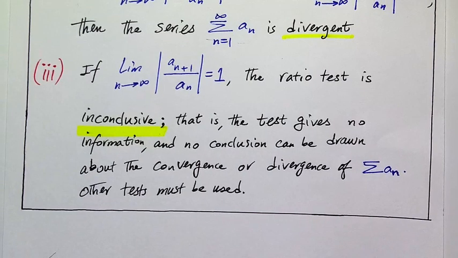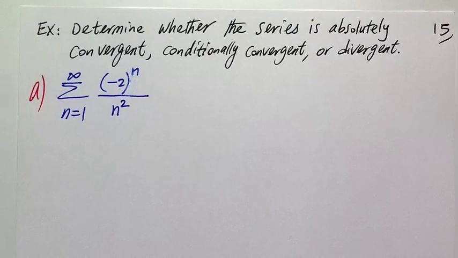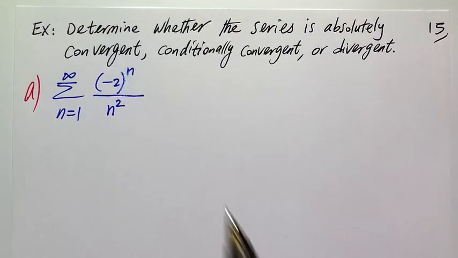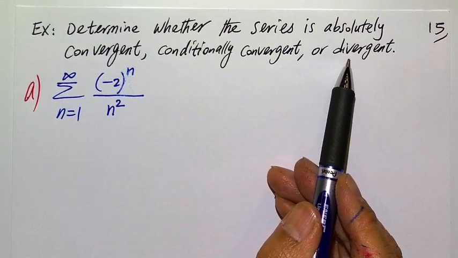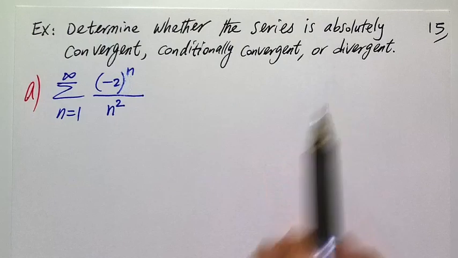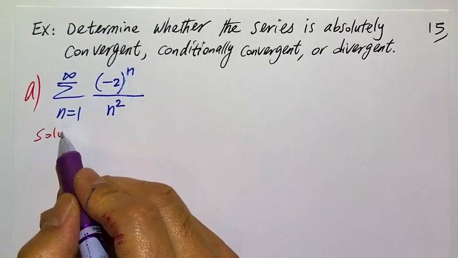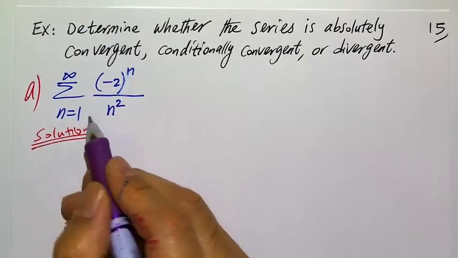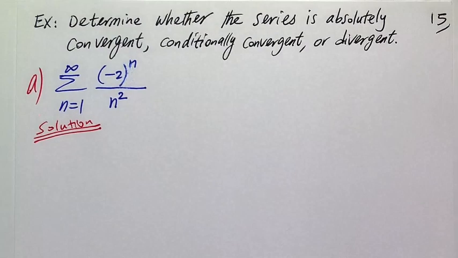Okay, so let's take a look at an example of this. It says determine whether the series is absolutely convergent, conditionally convergent, or divergent. And so let us apply the ratio test. If you feel comfortable with this, you might want to pause the video. If not, maybe follow me on this one, and then the next one you might want to pause the video and do it on your own before you see my solution.